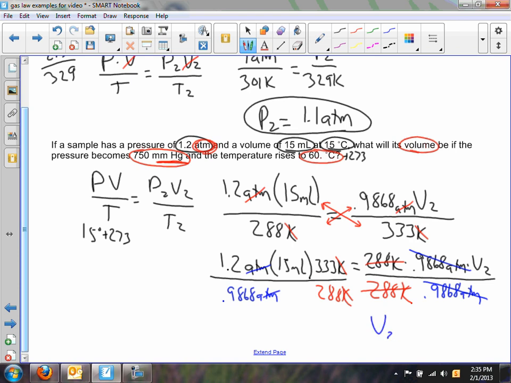And we're left with V2 on one side equaling 1.2 times 15 times 333 divided by 0.9868 times 288. And you should end up with 21 milliliters. The units for the volume will be the same as the units you have there.